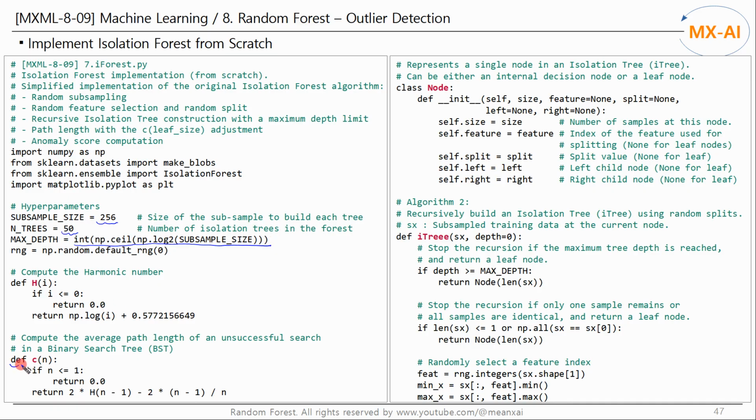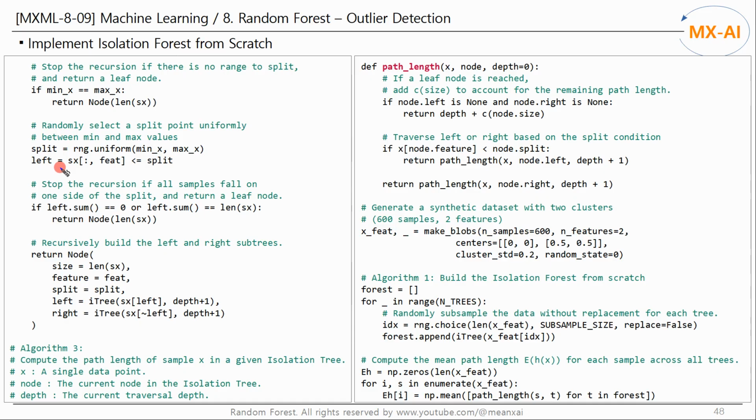We then define a function that computes the expected average path length, C(n). Next, we implement a function that builds an isolation tree based on algorithm 2. If the current tree depth reaches the maximum depth, the recursion stops and the current node becomes a leaf node. Otherwise, the algorithm randomly selects a feature and continues splitting the node. A split point is randomly chosen within the range of the selected feature, and the data is recursively split into left and right child nodes.